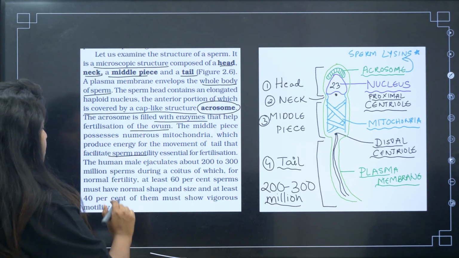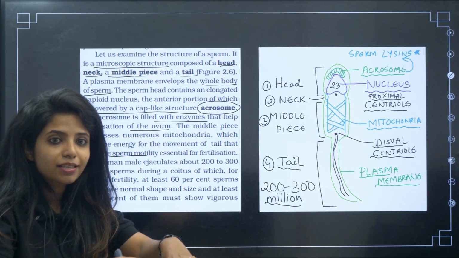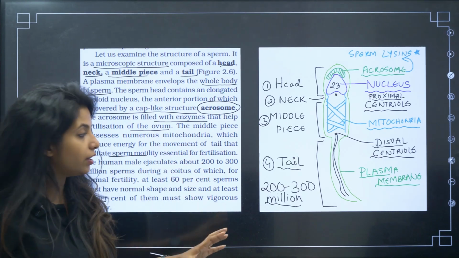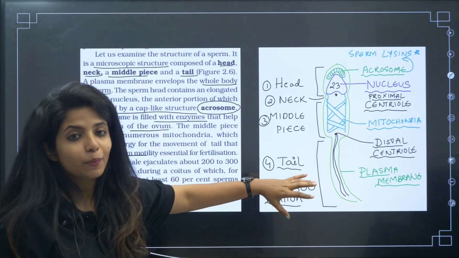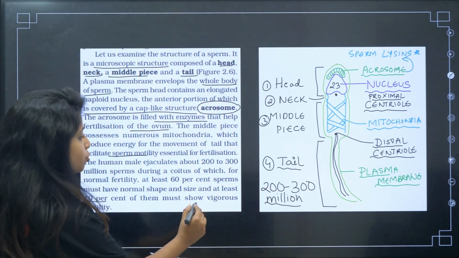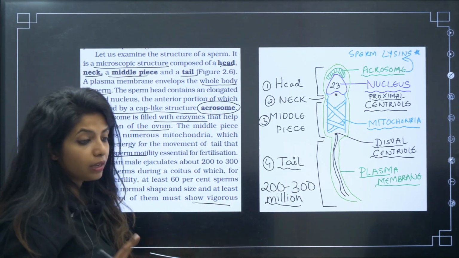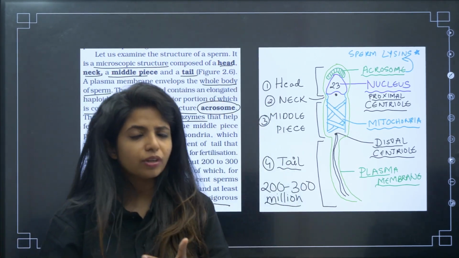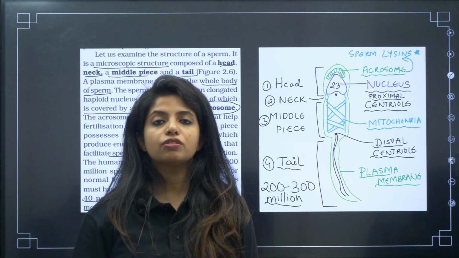And now, you already chose 60% among them which have the normal shape and size. Out of that, 40% should be showing vigorous motility, should be moving really fast. If it moves really fast, then only it can reach the ovum.